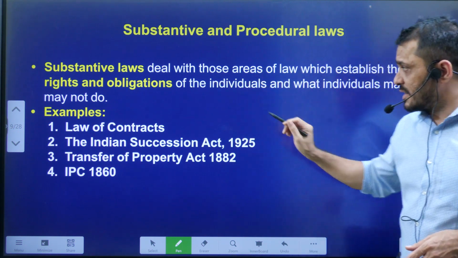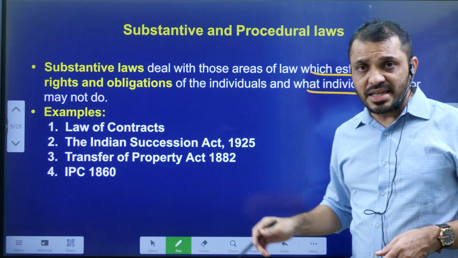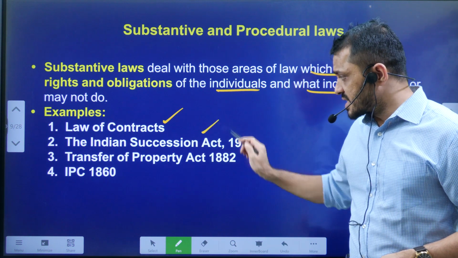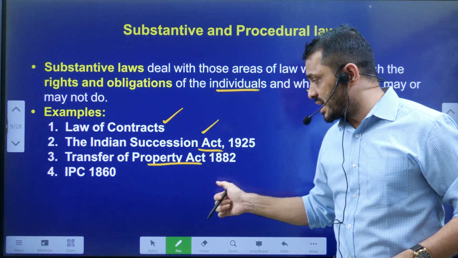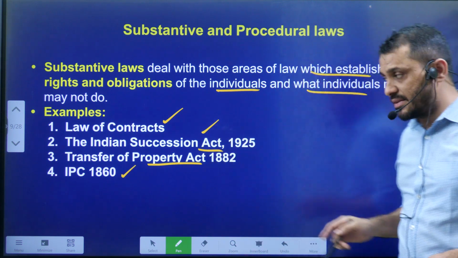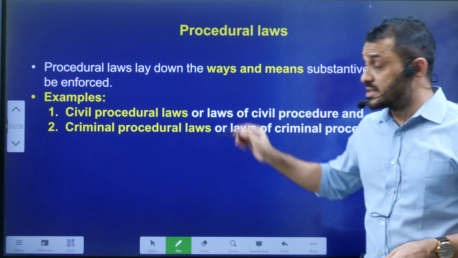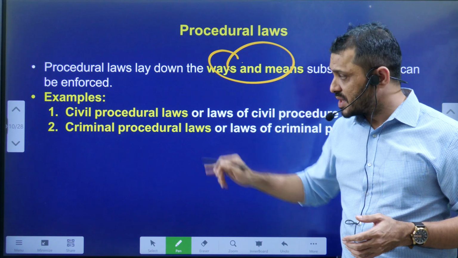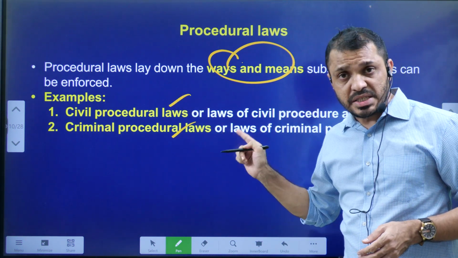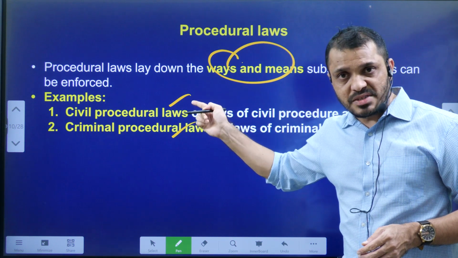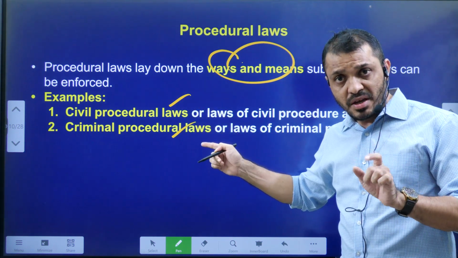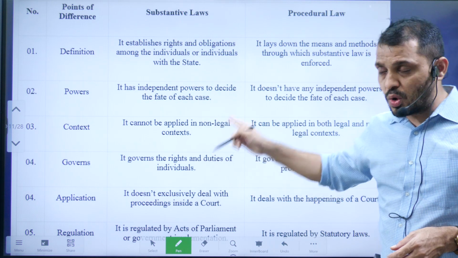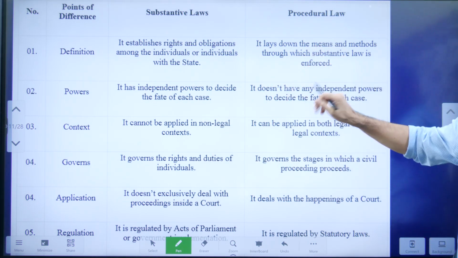Like I said earlier, substantive laws talk about the rights and obligations of individuals. Some substantive law examples: Law of Contracts, Indian Succession Act regarding property, Transfer of Property Act, and IPC. All these are substantive acts. Next, procedural acts. These laws talk about how we are going to implement the substantive laws: CrPC as well as the CPC, Civil Procedure Code. The Civil Procedure Code deals with the procedures related to civil cases, whereas CrPC deals with the procedure regarding criminal cases. So this is the broad overview of the difference between substantive law and procedural law.